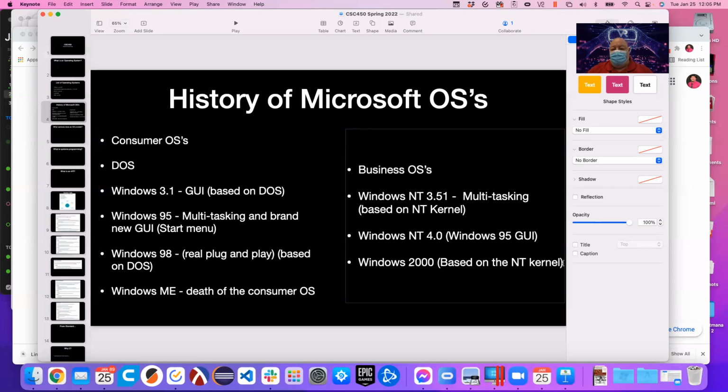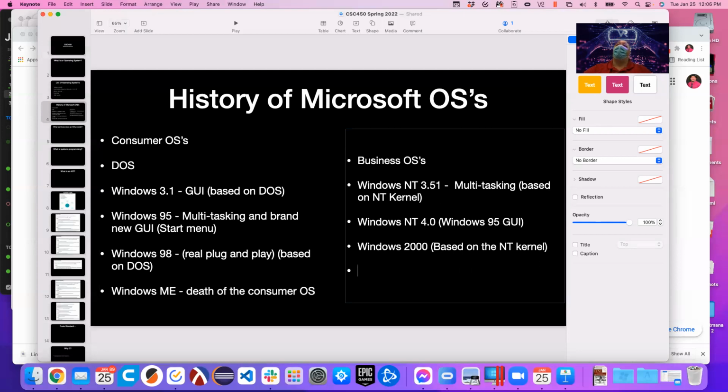Because what operating system came next? Go ahead. Windows XP. And what did Windows XP bring to the table? What's good about the business operating systems? Stability. You know, they run for a while. You don't get too many blue screens of death, stuff like that. What's good about the consumer operating systems? Compatibility with third-party hardware, things like that. So what do you think Windows XP did?